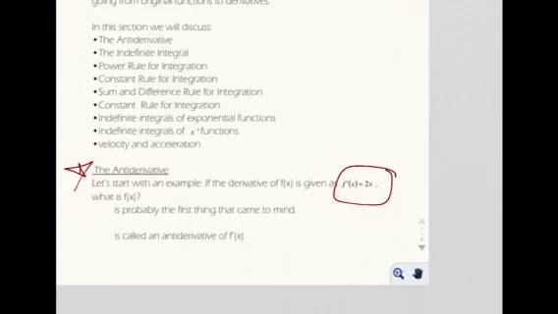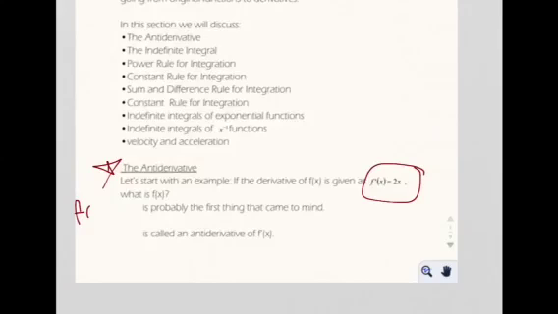Hopefully, x squared is what came to mind. This is called an antiderivative of f prime of x. So f of x, without the apostrophe, without the prime, is an antiderivative of f prime of x. So now instead of looking at the notation for the derivative, we're working backwards to find the antiderivative.